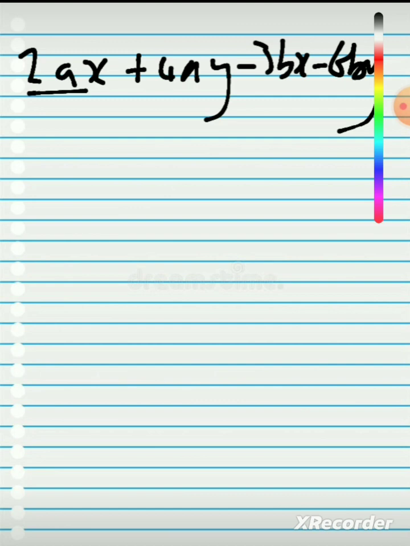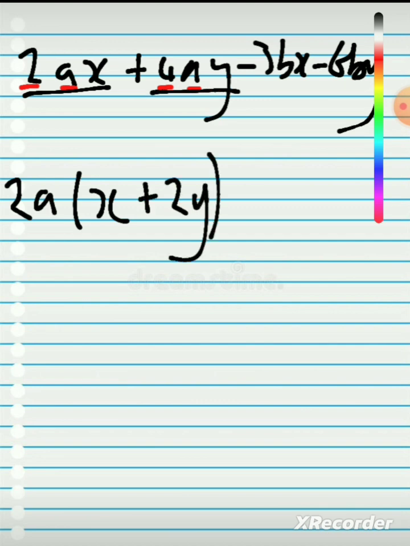Okay, here, do we have a common factor? Yes, 2 goes into 2 and 4 and a also. Okay, so 2 is a common factor. So 2, sorry, 2 and a, not just 2. So 2ax divided by 2a, we have x. 4ay divided by 2a, we have 2y. Okay, we go this side.